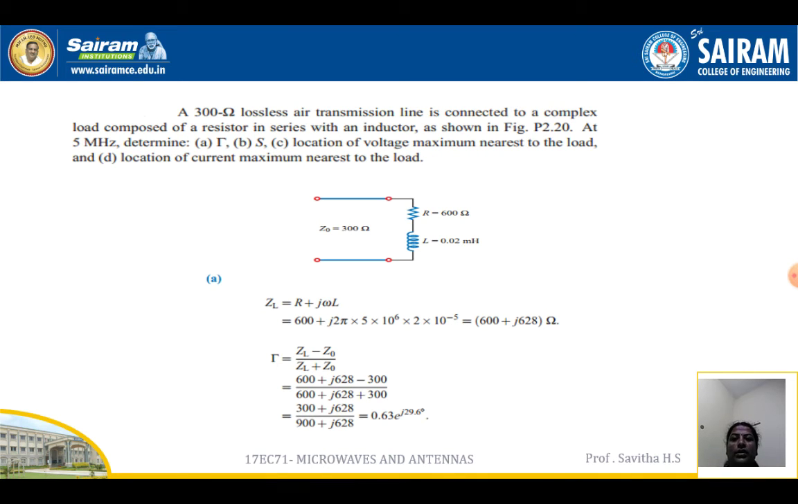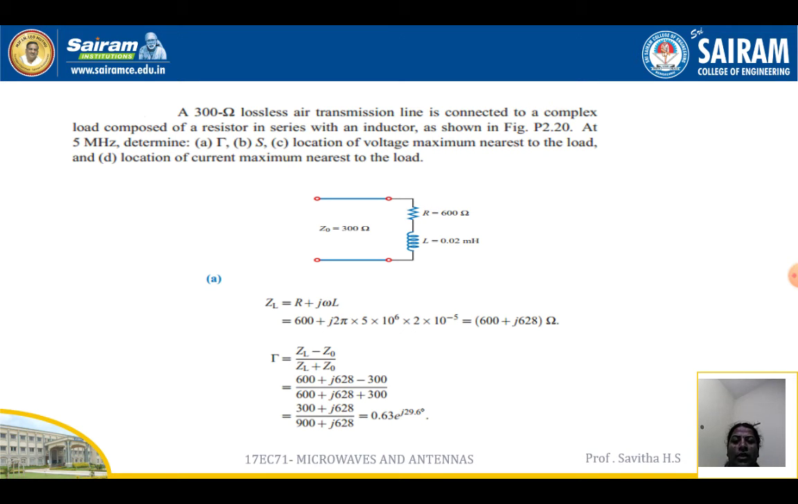Next problem: a 300 ohm lossless air transmission line is connected to a complex load composed of a resistor in series with an inductor as shown in the figure. At 5 megahertz, determine the reflection coefficient, standing wave ratio, location of the voltage maximum nearest to the load and the location of the current maximum nearest to the load.